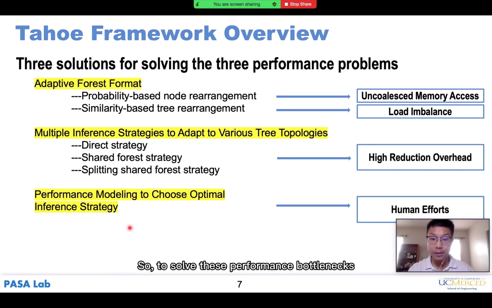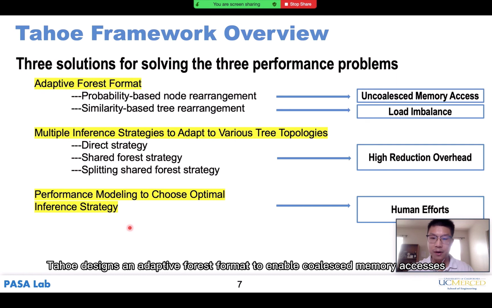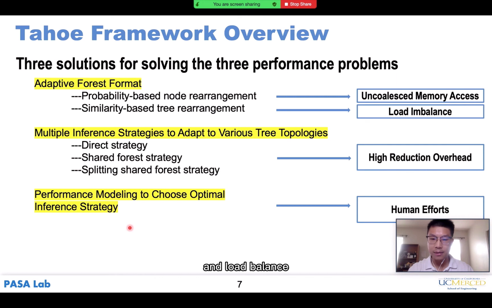So, to solve these performance bottlenecks, this paper proposes Tahoe, a tree structure-aware high-performance inference engine on GPU. Tahoe designs an adaptive forest format to enable correlated memory accesses and node balance. Besides, we introduce a set of inference strategies, each of which uses shared memory differently and has different implications on reduction overhead. We also introduce performance models to guide the selection of inference strategies. Then, we will introduce them in detail.